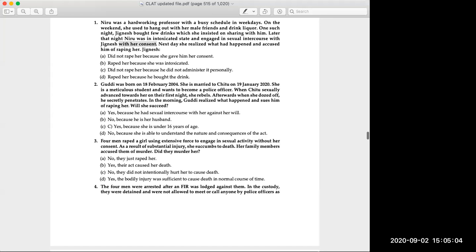So the answer is option B because he's her husband. And after doing some calculation, I have come to the conclusion that she is just 1 day older than 16 years. So it doesn't matter if she was ready or not. As you said, wife is the property of husband, so it is completely okay. He had sex with her. It was not a crime.